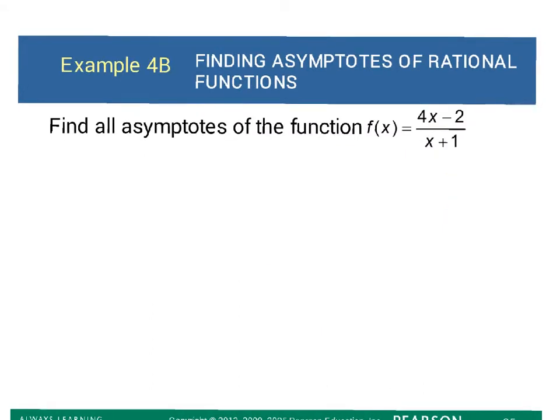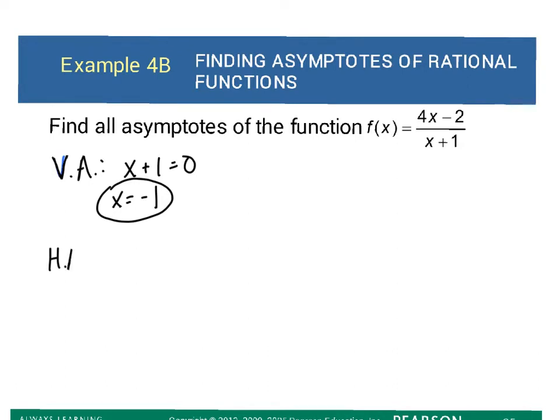For this next one, again, we're going to ask to find all asymptotes of this function, and then we're going to graph it, okay? So start out with vertical asymptotes by setting your denominator equal to 0. So set x plus 1 equal to 0. Solve for x, you get negative 1. So that is your vertical asymptote right there.